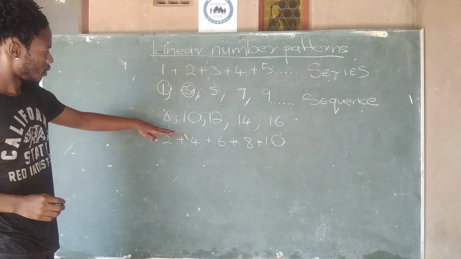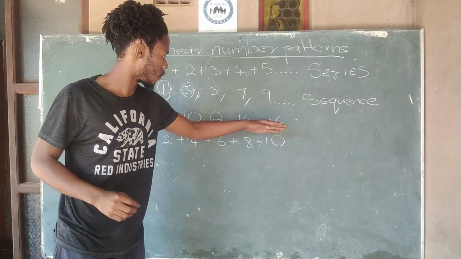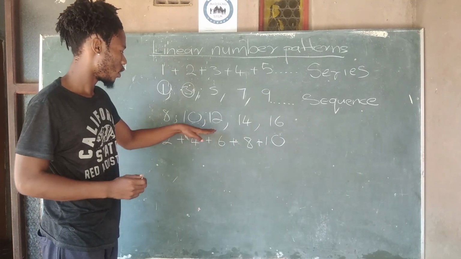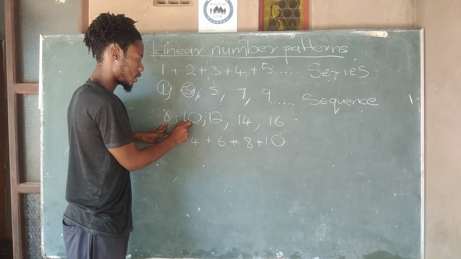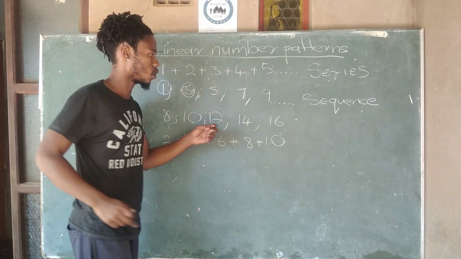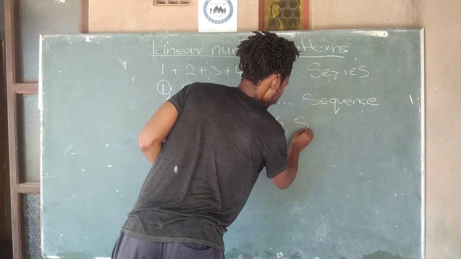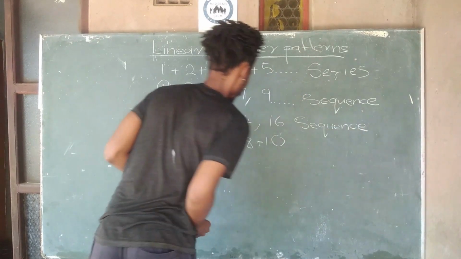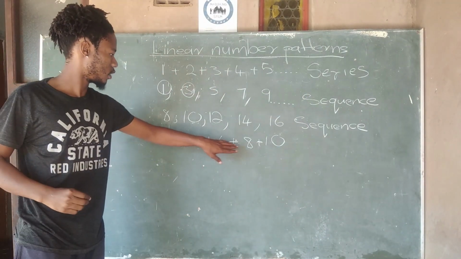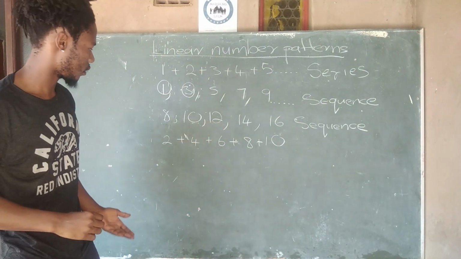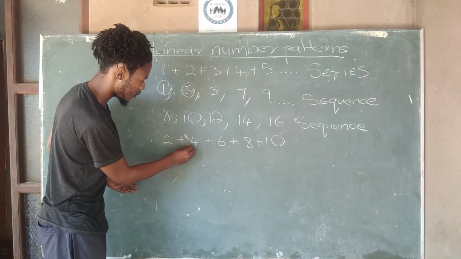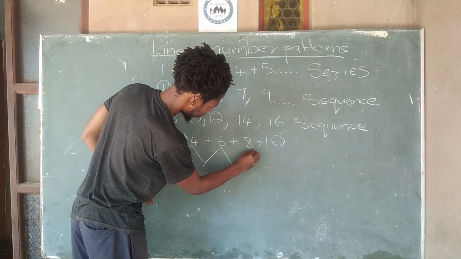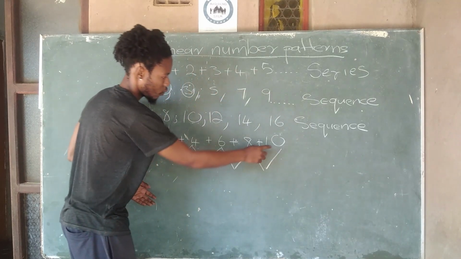8, 10, 12, 14, 16. What do we get if we subtract 8 from 10? We get 2. It means we add 2 to get 10, we add 2 to get 12, and so on. This is also a sequence. Then 2, 4, 6, 8, 10. This is a series of numbers, but there is a constant difference here.